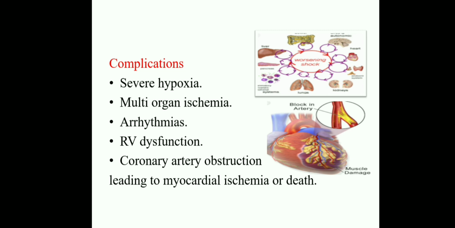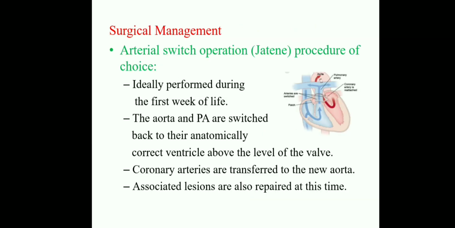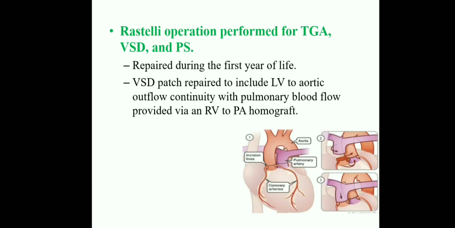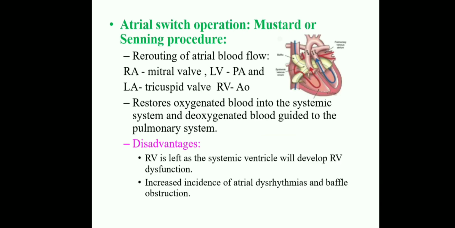Okay, the surgical intervention is what? Here the surgical intervention is atrial switch operation, that is the procedure of choice they are doing. First they are just replacing arteries. Okay, and then the Rastelli operation is performed for the TGA condition. They repair the VSD with a patch and then repair the pulmonary stenosis with stitches. For the pulmonary artery they are doing a homograft. Okay, and the next surgical intervention is atrial switch operation, that is the Mustard or Senning procedure. Okay, these are the surgical interventions for the TGA.